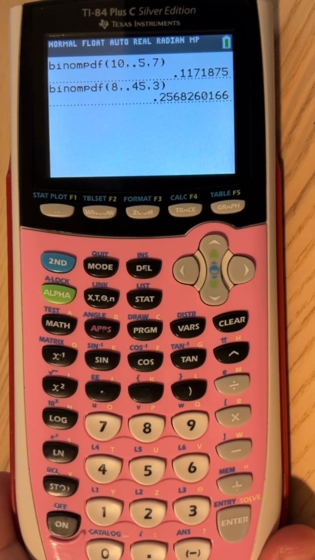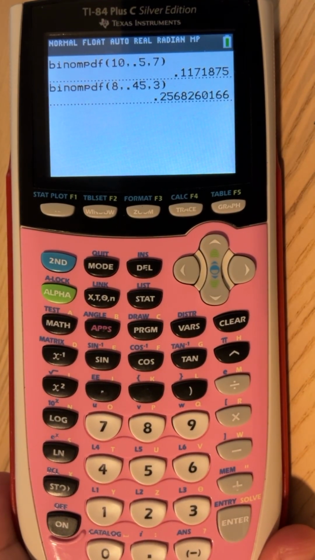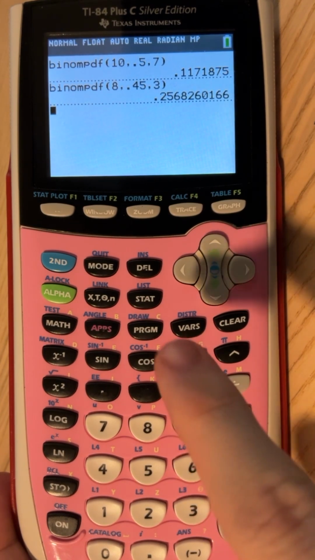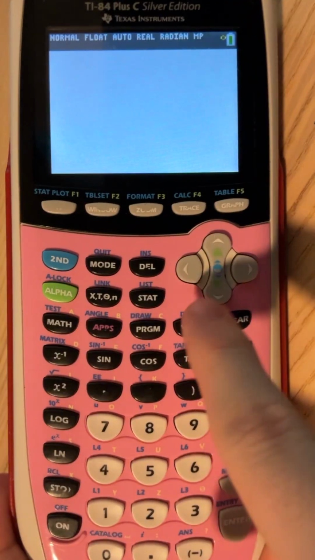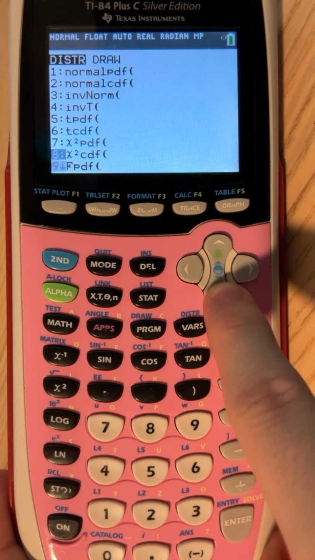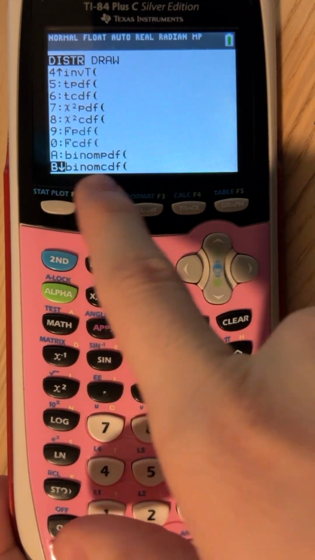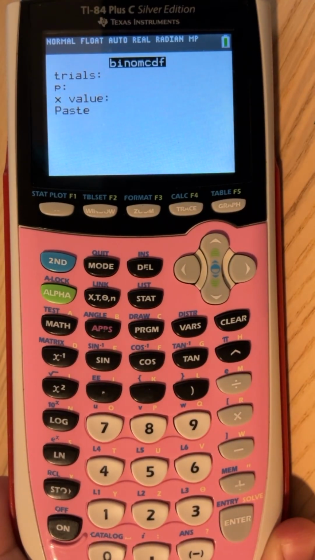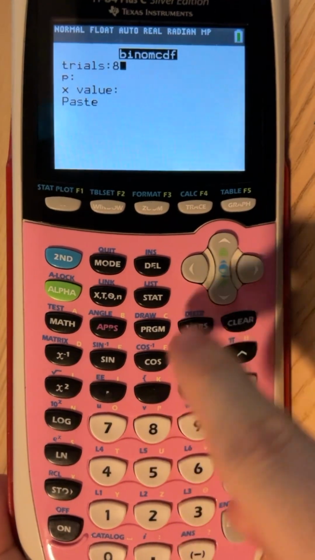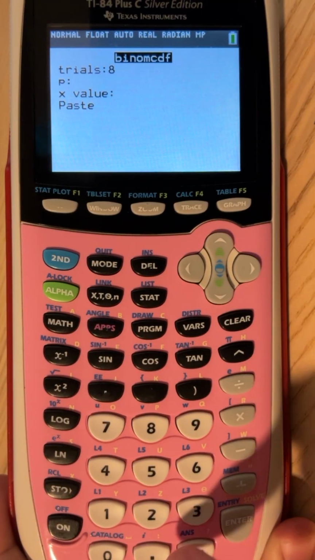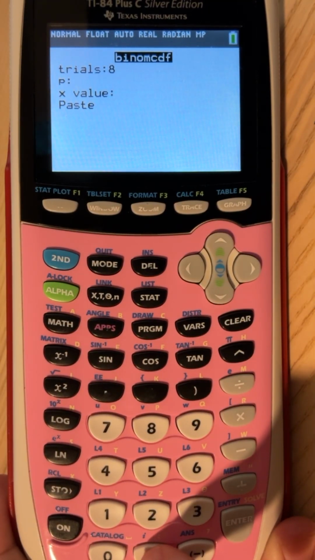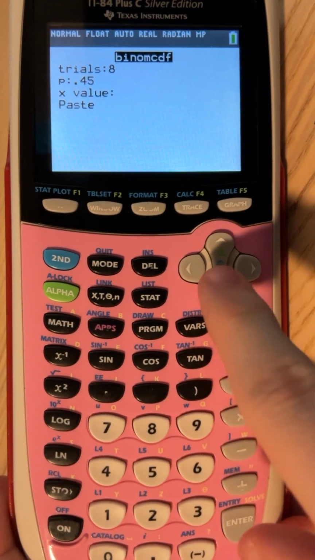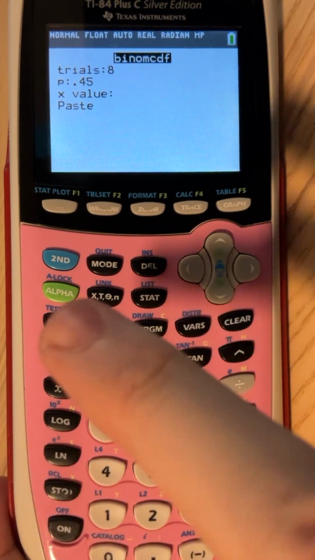Now, using that same data, what is the probability that at most 2 people in the sample like the movie? Well, we could go into 2nd distribution, and we'll go all the way down to binomcdf now, the cumulative distribution function. So here, we want to put 8 trials. We have 8 people in our sample. The probability of liking the movie, a success, is still 0.45. And the x value we'll put as 2 now.